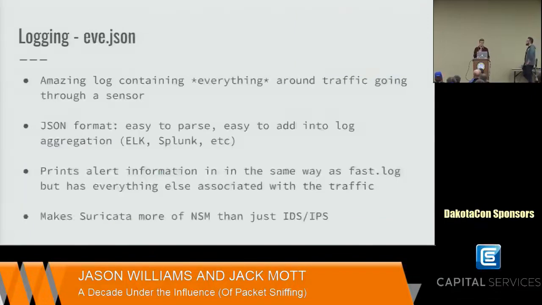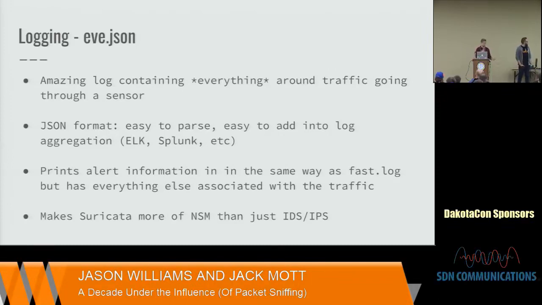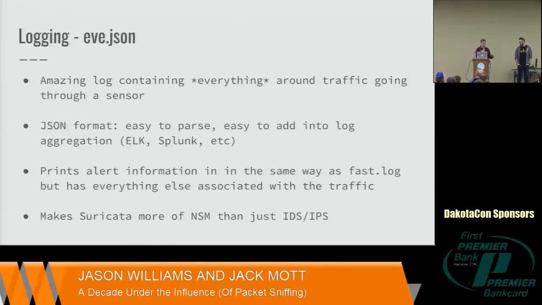But that's where eve.json comes in. This is your log that contains everything. This is also a log that gets really, really big, gigs and gigs and gigs in no time, because it's literally grabbing everything you would ever need. It's basically the next best thing to full PCAP. It's easy to parse. It's really easy to throw into your ELK or Splunk instance to aggregate and search through it. It prints all the information that's included in fast.log as well, but just everything else around it.